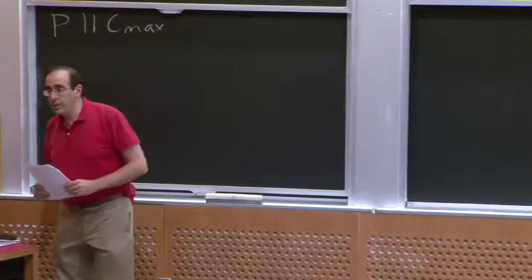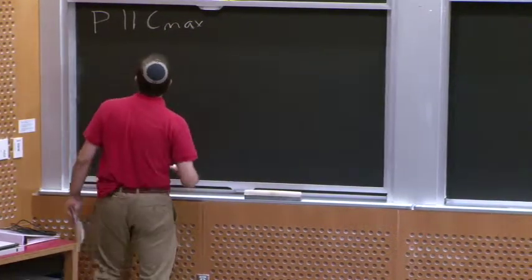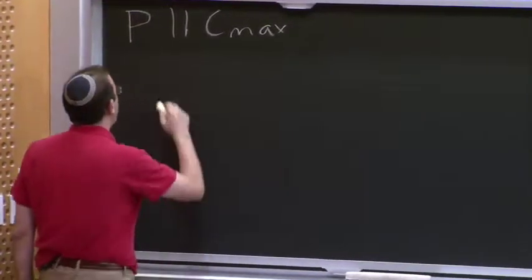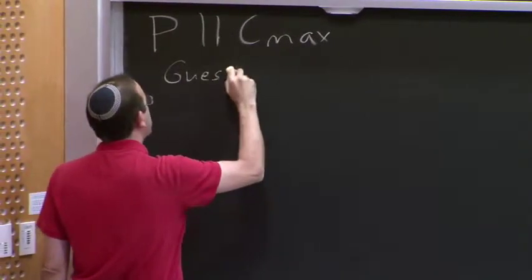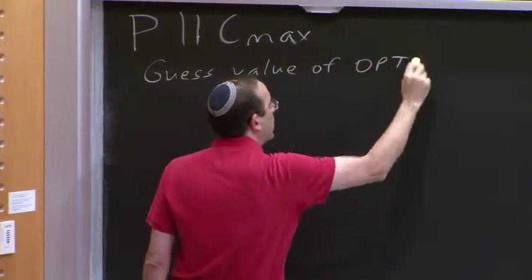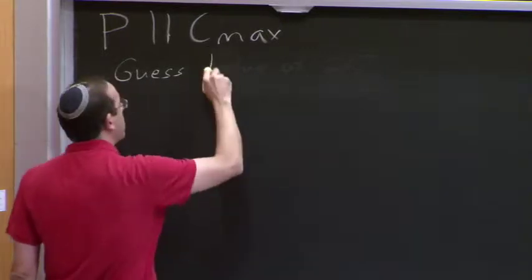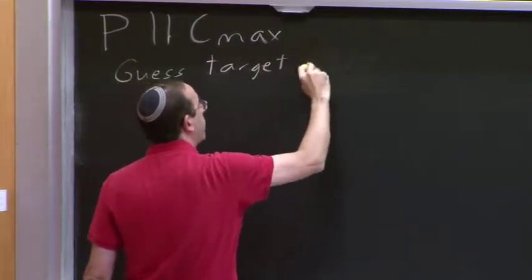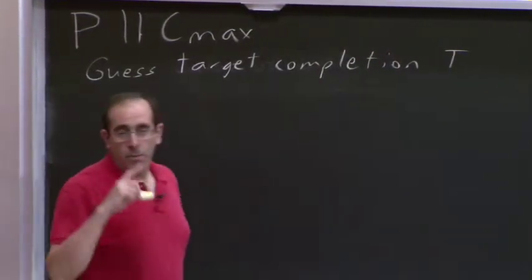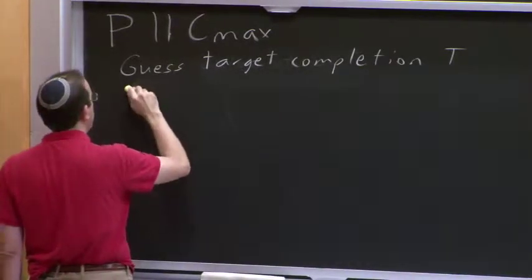Okay, and we're using this to look at an example of brute force enumeration in the service of approximation algorithms. We're using the same technique that we used with knapsack, which was that we are going to guess the value of the optimum, or rather, we will guess some target completion time t. And we are then going to try to design a schedule that finishes within t.